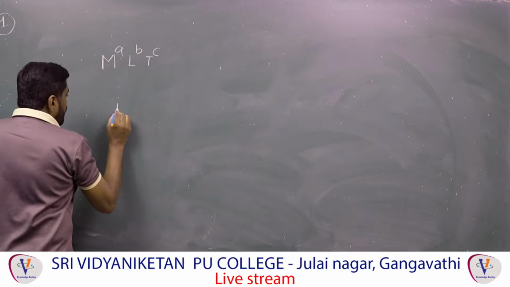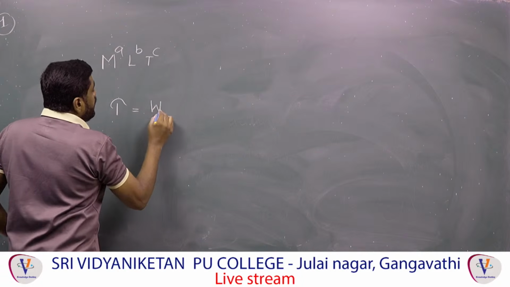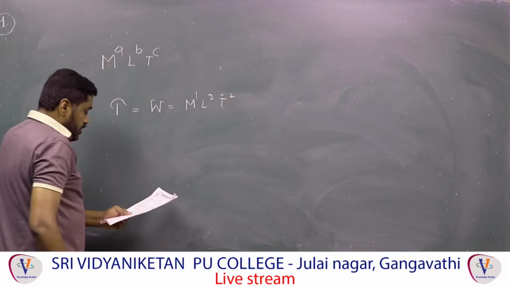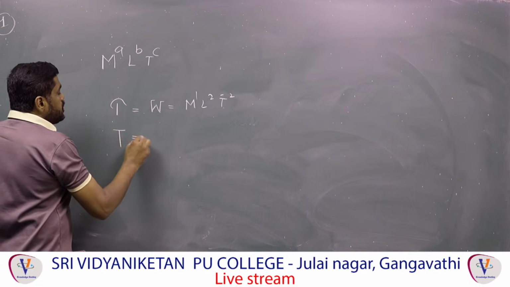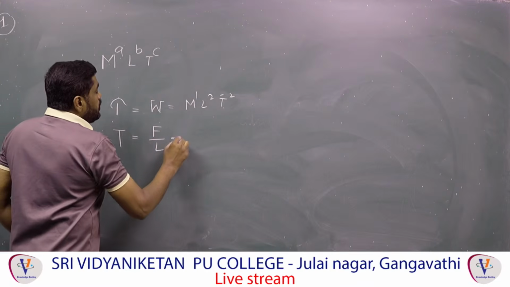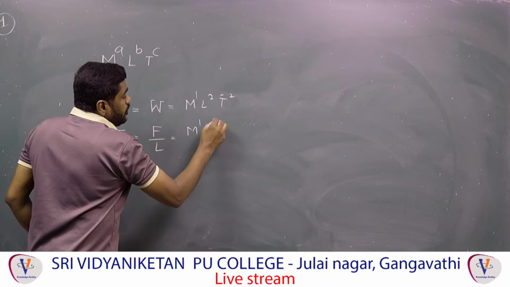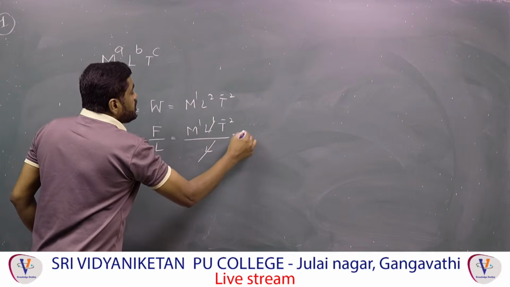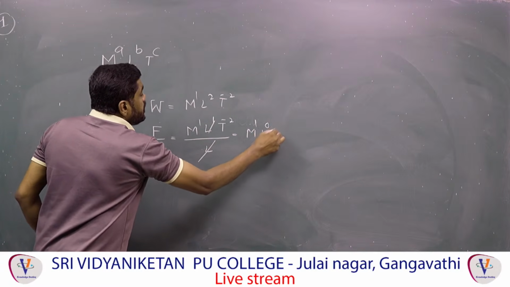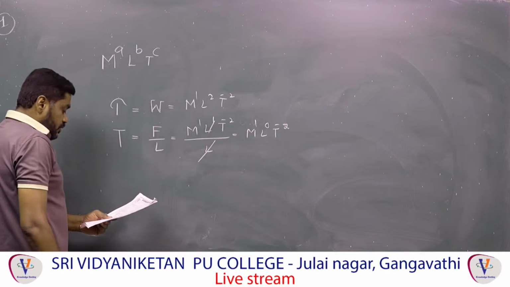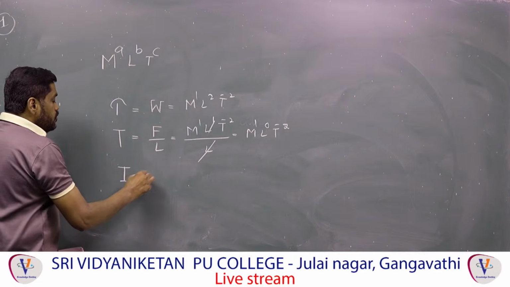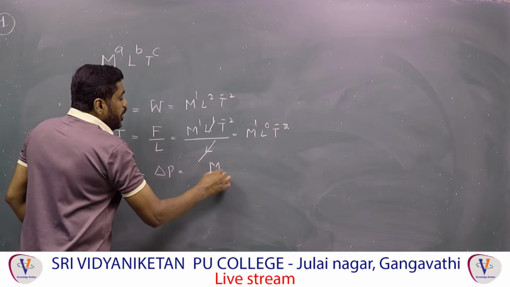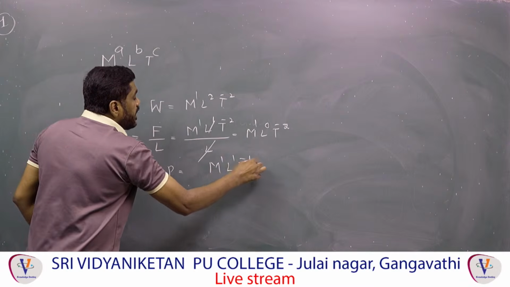For torque, the dimensional formula is similar to work, that is M^1 L^2 T^-2. Surface tension, capital T, is equal to force per unit length, that is M^1 L^1 T^-2 by L, this L^1 cancels, so it is M^1 L^0 T^-2. And next, impulse I is equal to the change in momentum, nothing but delta P, nothing but mass into velocity, so M^1 L^1 T^-1.